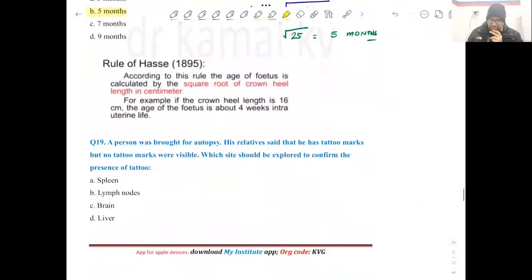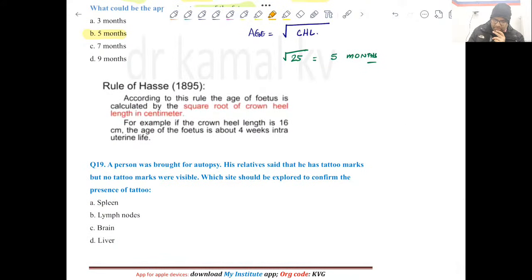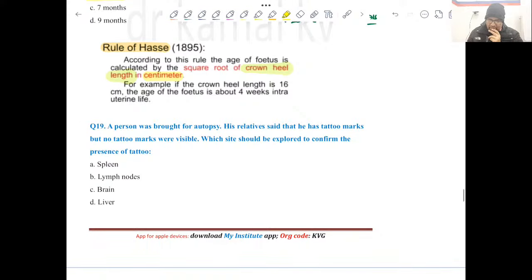Clear? So this is pretty clear here. This is the rule of Haase, which helps us in estimating the age of the newborn or the fetus if we know the crown heel length in centimeters. Okay, so this is the rule of Haase.